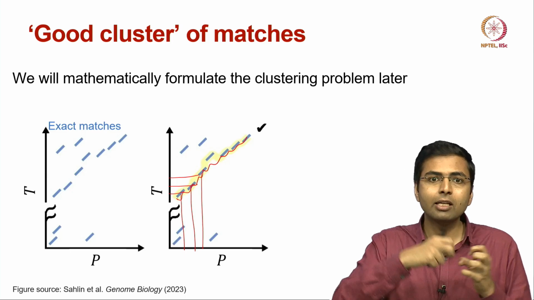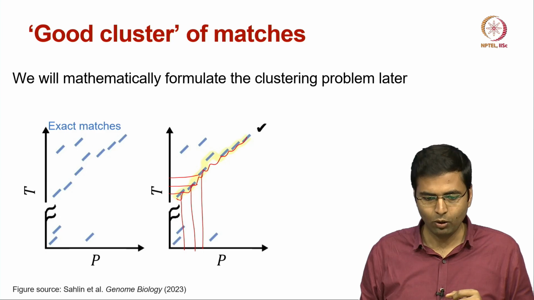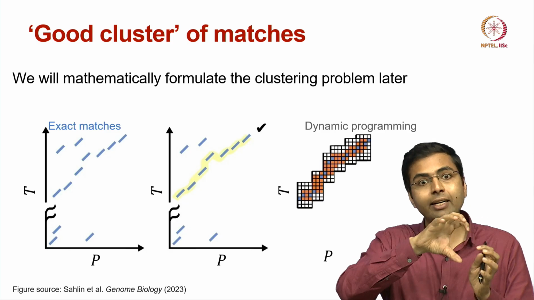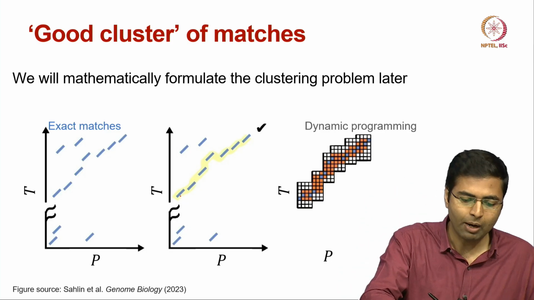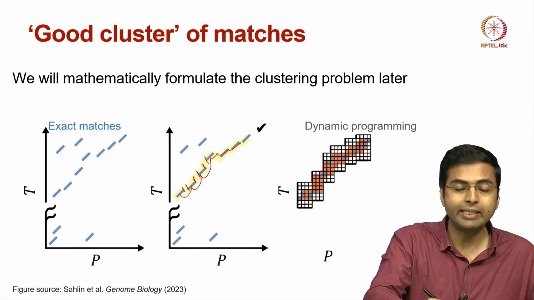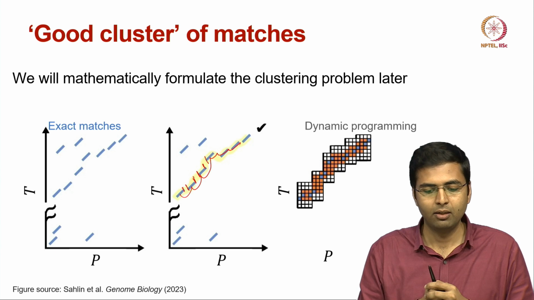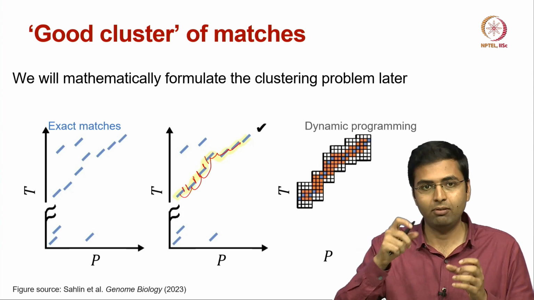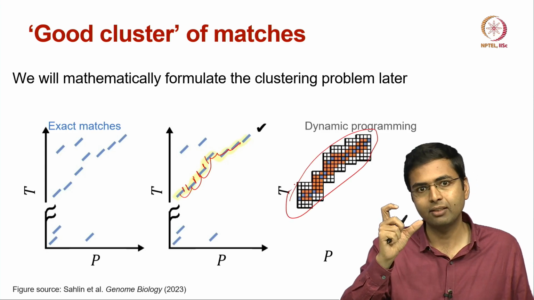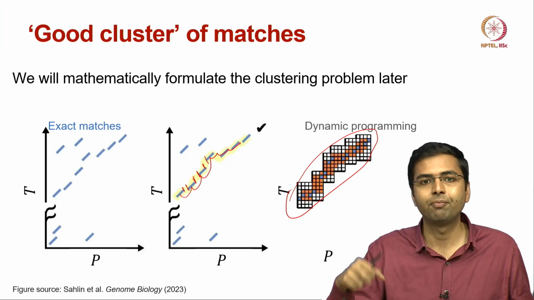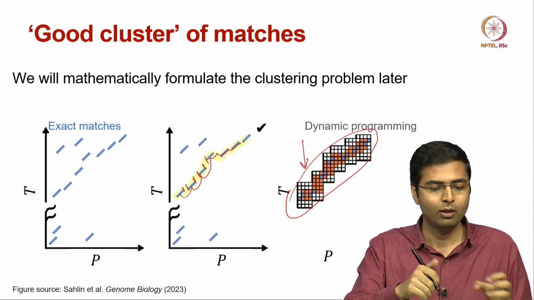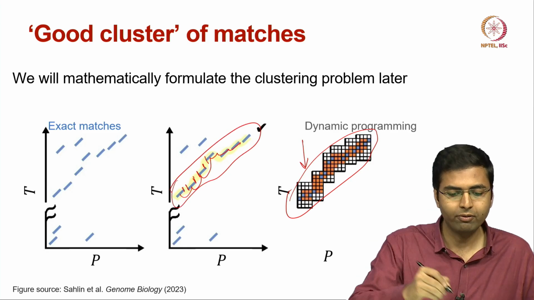And once we have found a good cluster of those exact matches, we will solve the dynamic programming table in only those restricted regions. Basically, the goal would be to combine these exact matches by filling the gaps between two adjacent exact matches. So, using those exact matches as guiding regions, we can fill the dynamic programming cells around those exact matches and get the final alignment. So, the dynamic programming computation is restricted to those regions where we have found a good cluster of exact matches.